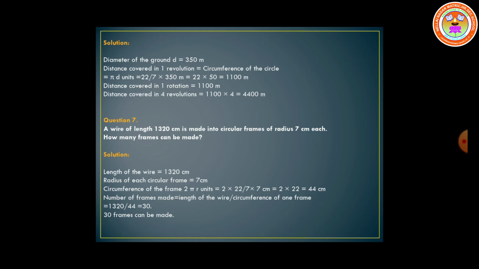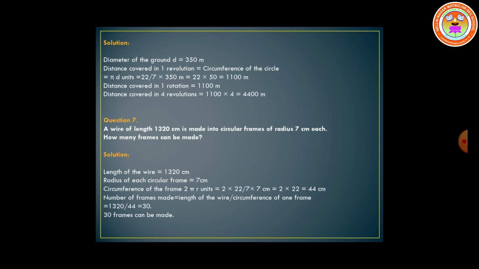Next, question number 7. A wire of length 1320 centimeter is made into circular frames of radius 7 centimeter each. How many frames can be made? What is given in the problem? Length of the wire is given. Length of the wire is equal to 1320 centimeter. Next, radius of each circular frame is equal to 7 centimeter.